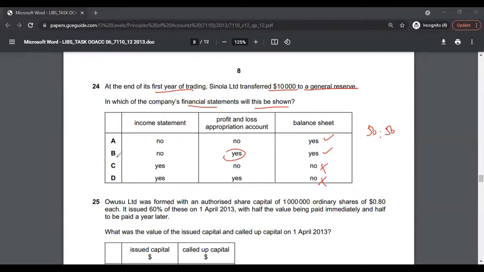Therefore, the answer to multiple choice 24 is option B. It will not be shown. The general reserve amount is never shown in income statements. Of course, it's not over there. So the answer to multiple choice 24 is option B.